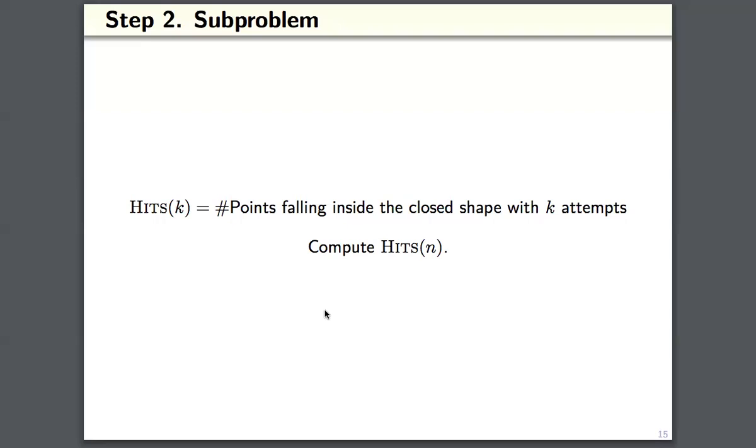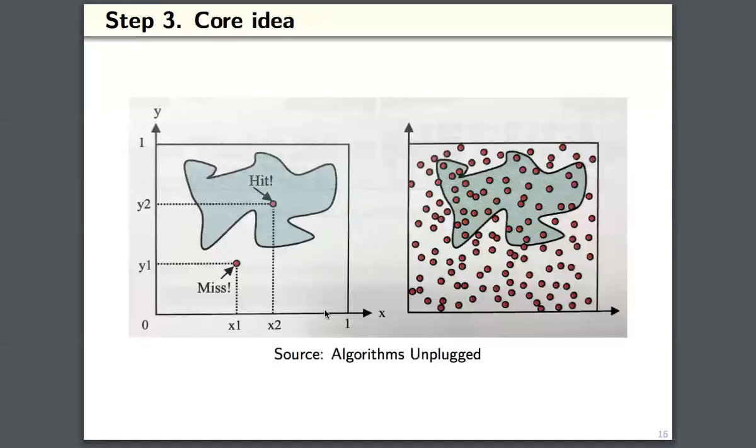So, I mean, we will define the ideas and all later, but let's look at the subproblem. Hits of K, the number of points falling inside the closed shape with K attempts. And we want to find hits of N. Okay, just remember this. We will come to this later. So what is the idea? The idea we will follow is this. The core idea is this.